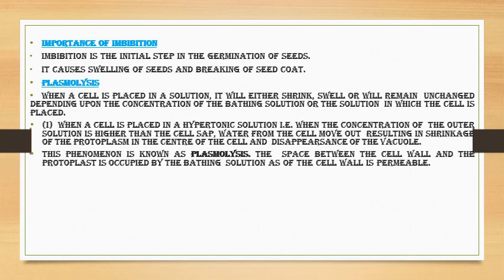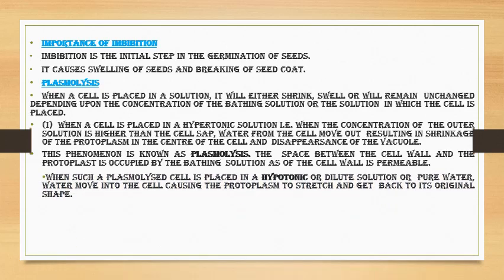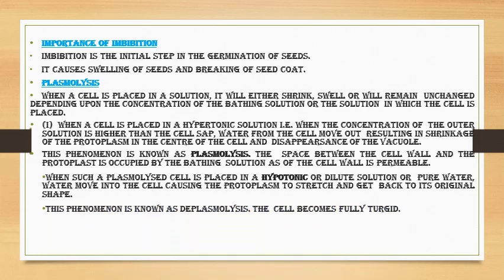This phenomenon is known as plasmolysis. The space between the cell wall and the protoplast is occupied by the bathing solution as the cell wall is permeable. When such a plasmolysed cell is placed in a hypotonic or dilute solution or pure water, water moves into the cell, causing the protoplasm to stretch and get back to its original shape. This phenomenon is known as deplasmolysis. The cell becomes fully turgid.